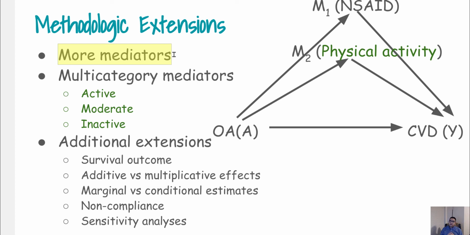You can also think about mediators that are multi-category, that are not just binary, like took pain medication, did not take pain medication. You don't have to stick to that. You can work with multiple categories. Say for example, for physical activity, you can work with active, moderate and inactive categories, and there are some methodological extensions of mediation analysis that can handle that.